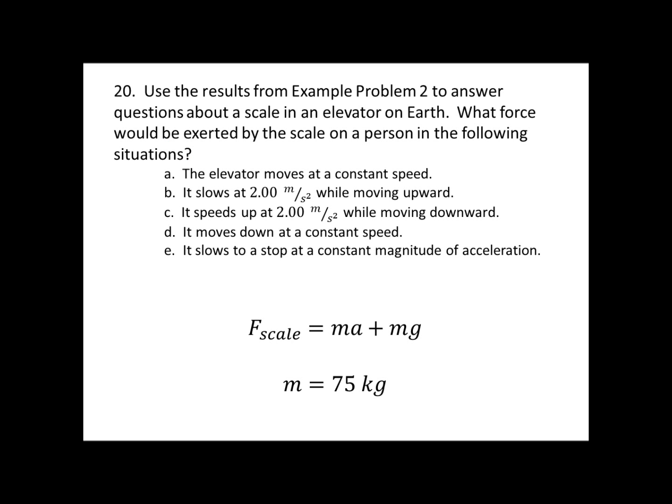Now, number 20 says use the results from example problem 2 to answer questions about a scale in an elevator on Earth. What force would be exerted by the scale on a person in the following situations? Looking up example problem 2, what we need to take from that problem is that the reading on the scale is equal to mass times acceleration plus mg. That is mass times acceleration plus weight. And for all of these, we're going to use the mass from example problem 2. 75 kilograms is going to be our mass in all of these problems.